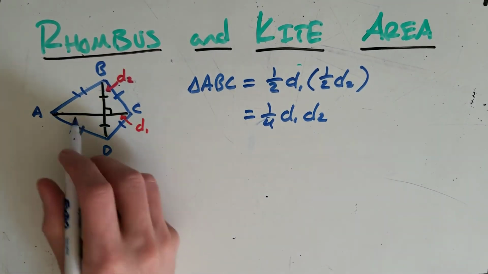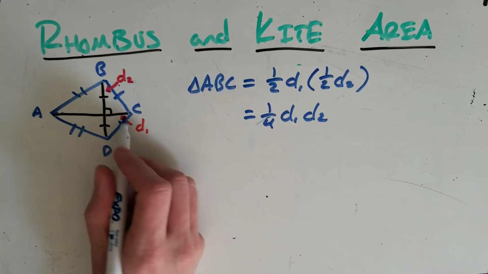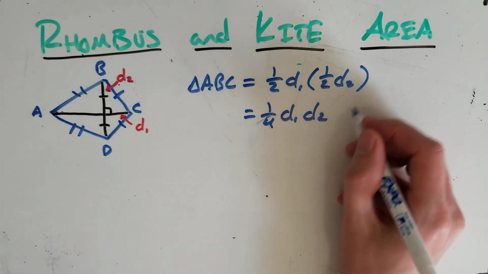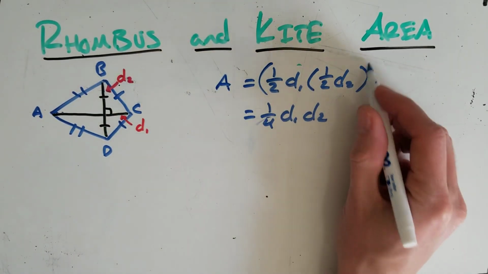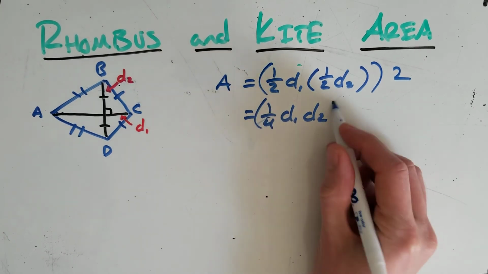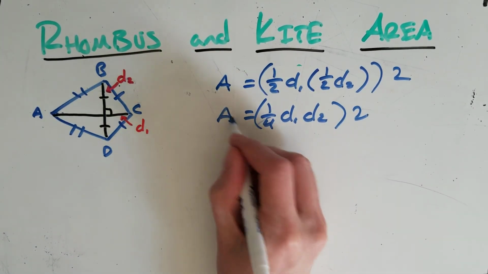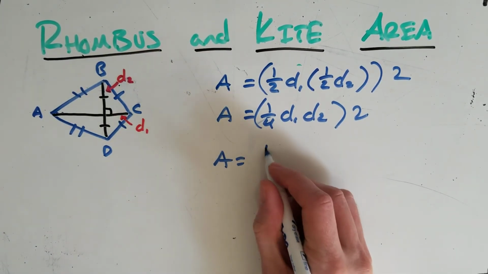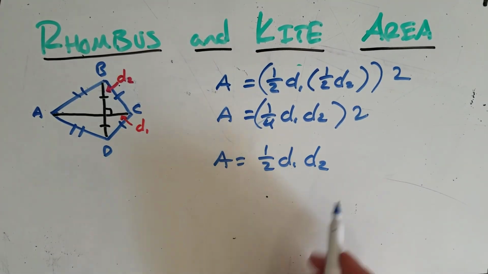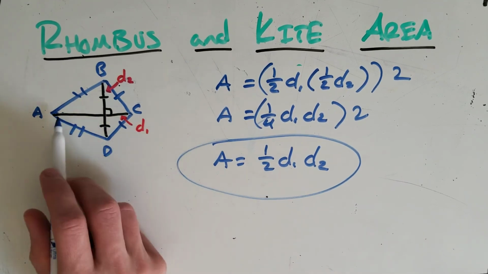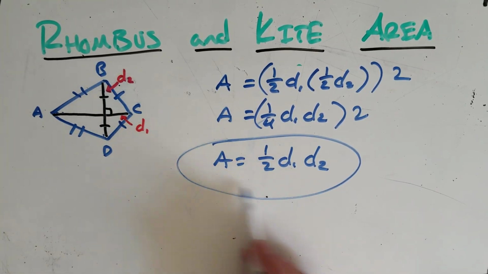And then if you look at the triangle on the bottom, you end up with the same base and same height. So you're going to end up with 2 of them. So our total area is just going to be this whole quantity times 2. Or if you add them together like we did in the last one, regardless, you end up with the same formula: 1/2 diagonal 1 times diagonal 2. So in a kite, if you know the lengths of the diagonals, you can use this formula to find the area.